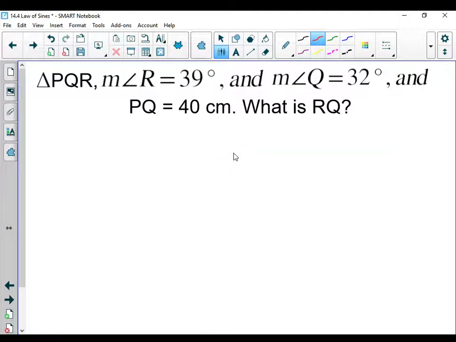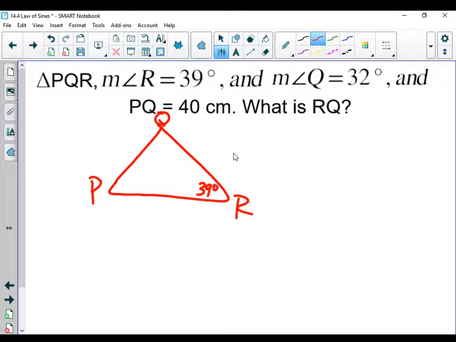So let's look at what we have going on here. So we have a triangle. We have P, Q, and R. Again, it doesn't matter where you put what, as long as your sides are opposite of their angles. Okay? So my R value is 39. My Q value is 32. And P to Q is 40. And they want to know what RQ is.